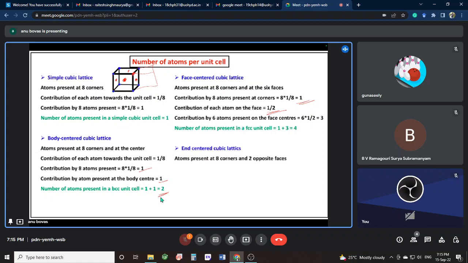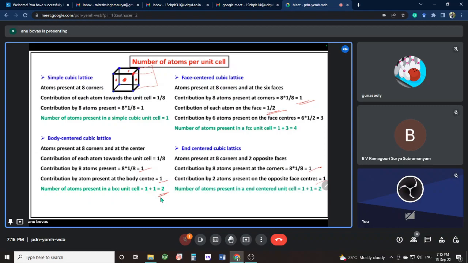Similarly, end-centered cubic lattice means atoms present at 8 corners and 2 opposite faces. This also can be calculated as we calculated above. Corners means 1, face center 1 by 2 plus 1 by 2 for the two opposite faces will be equal to 1, and therefore the number of atoms present in an end-centered unit cell will be equal to 2. Is it clear?